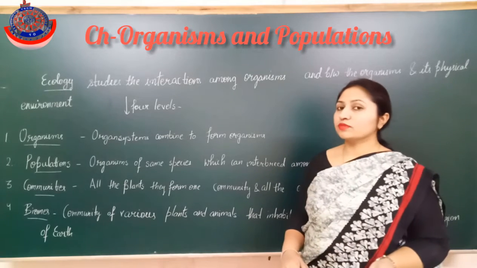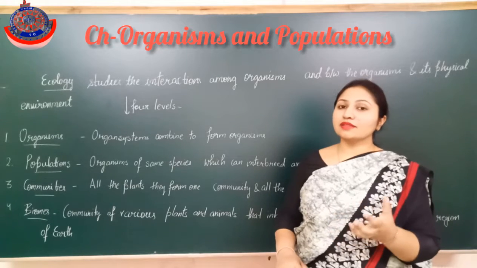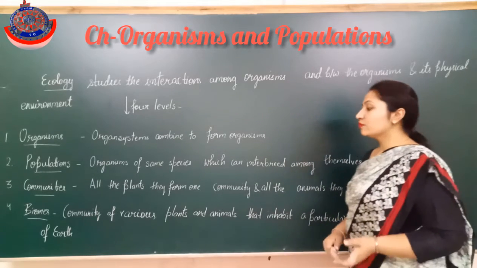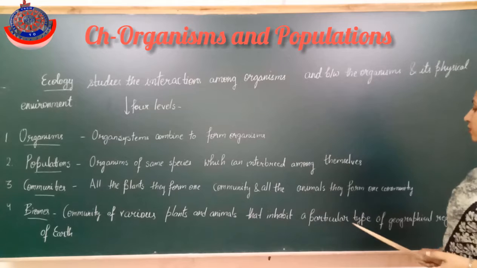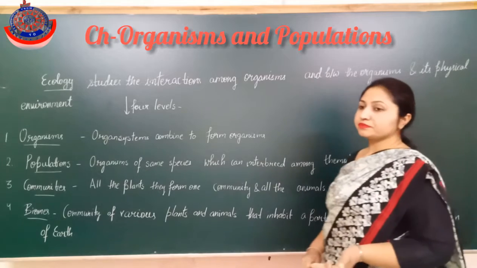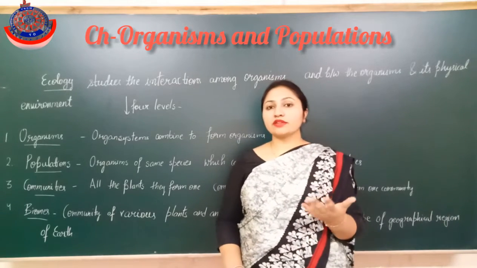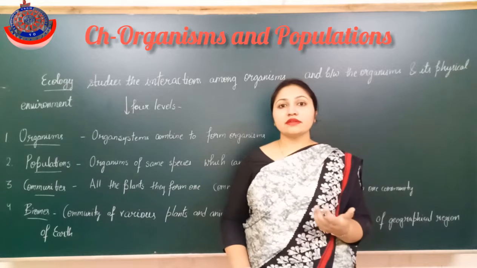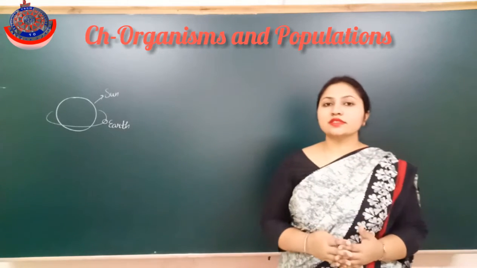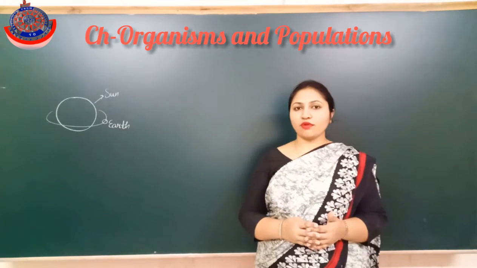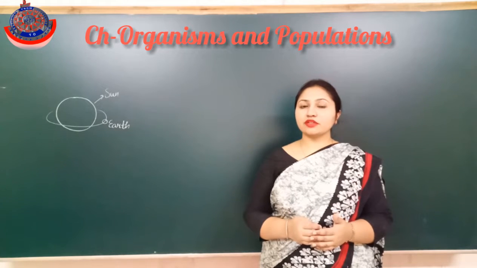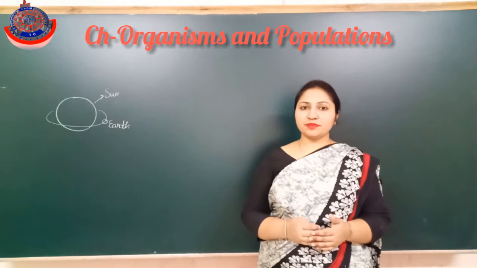Now next is biomes. All the communities of the plants, animals and various other organisms together form a biome, which is present in a particular type of geographical region of the earth. Clear? And what are the examples of biomes? Like tundra, desert, tropical, temperate regions. Now next we will discuss how the biomes are formed. It depends upon the intensity and duration of the temperature and precipitation.